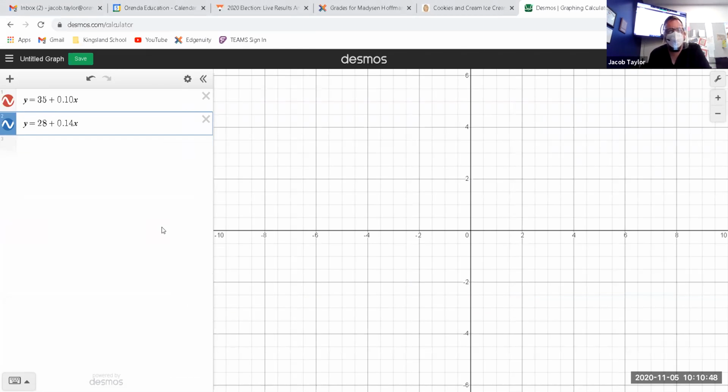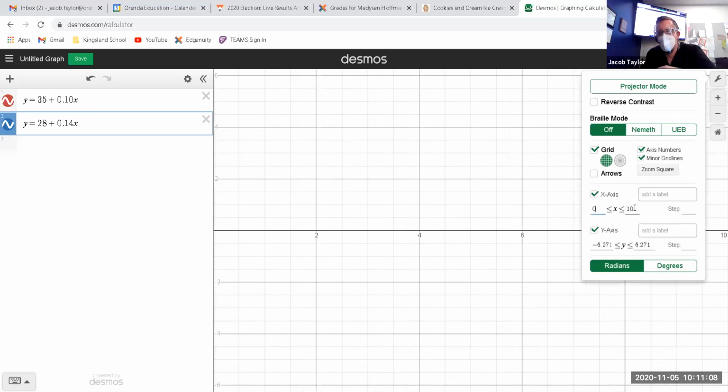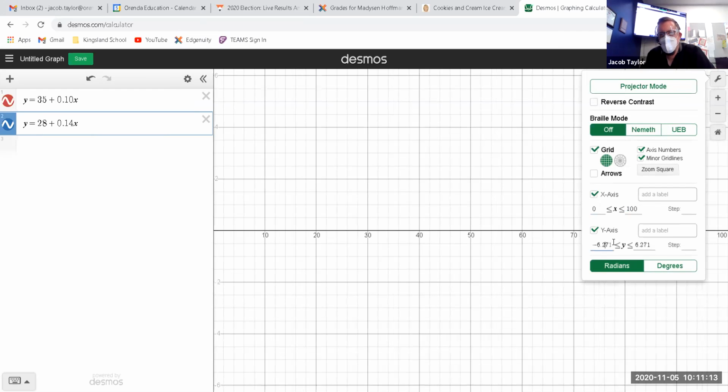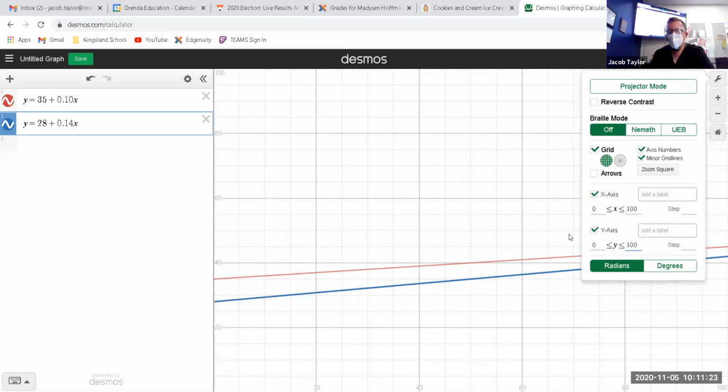You'll notice I can't actually see either one of those on the graph, and that's because the first one has a y-intercept of 35, and the second one has a y-intercept of 28, and my graph by default only goes up to 6, so I need to make my graph go higher. I really don't need negatives, right? You're not going to send negative text messages. I'm going to make my x go from 0 to, I don't know, like 100. And I'm going to make my y go from 0 to, I have no idea how much my plan might cost. Let's go up to 100 there also.